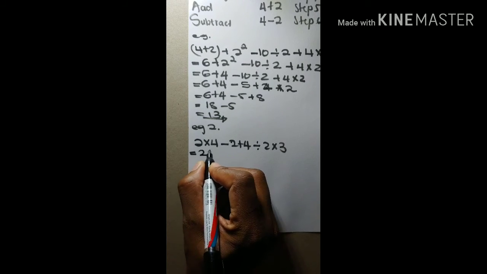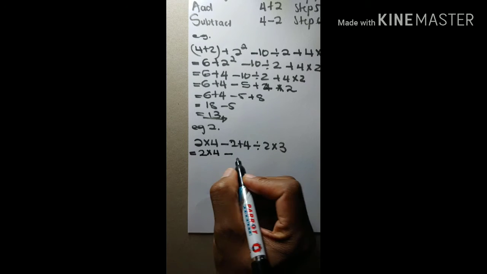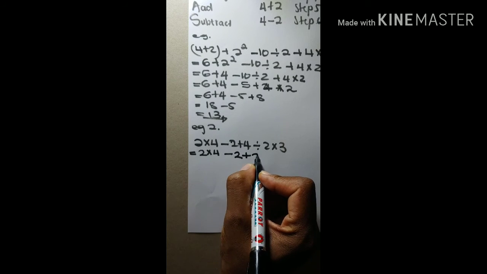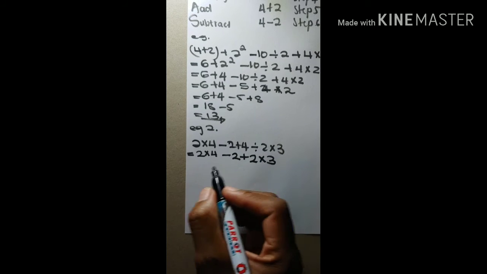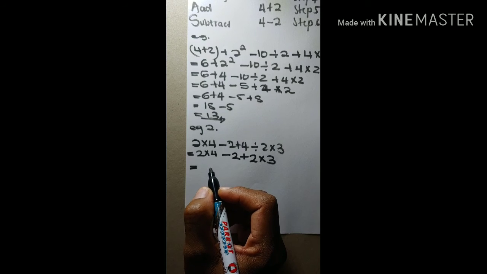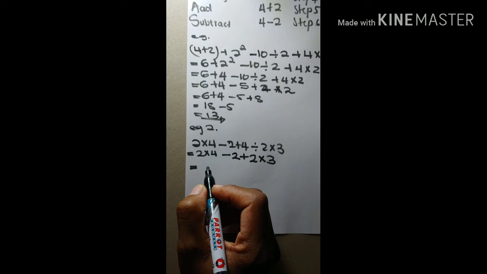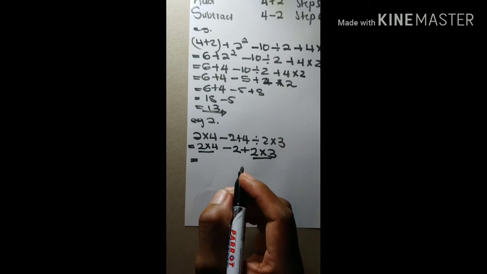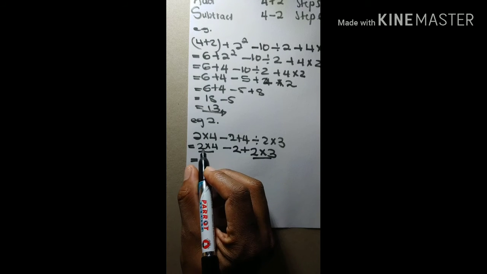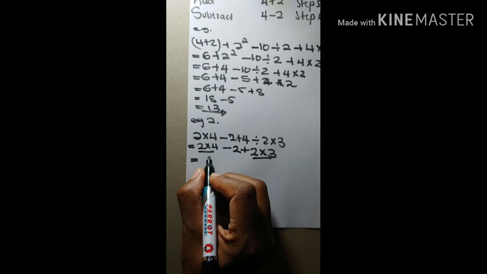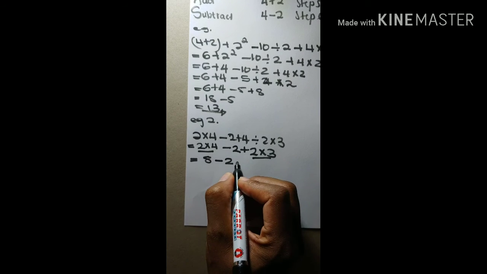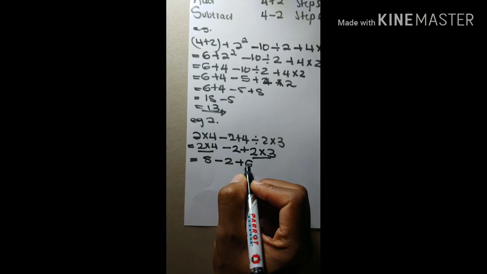So this will be 2 multiplied by 4 minus 2. 4 divided by 2 is positive 2 times 3. And then step 4 will require us to multiply, where we're going to have 2 sets of integers to multiply. So it's going to be 2 multiplied by 4, which is 8 minus 2. Then we're going to have 2 multiplied by 3, which is positive 6.